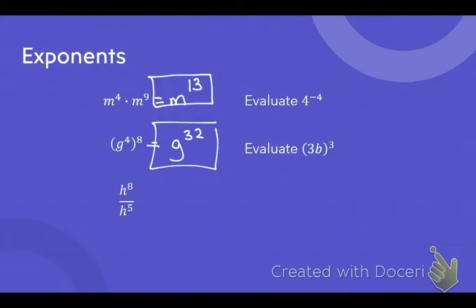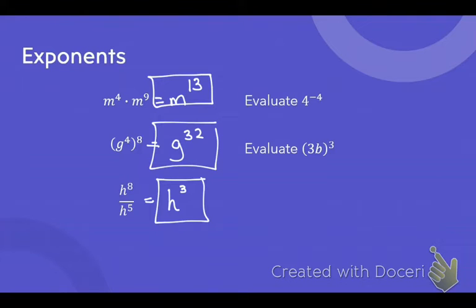All right, what about your H's? What would that reduce to? H to the 3rd. What is that property called? Quotient of powers, not division of powers. Quotient of powers. All right, so maybe some of those, it's not subtraction of powers, even though I'm subtracting my exponents. It's called quotient of powers.